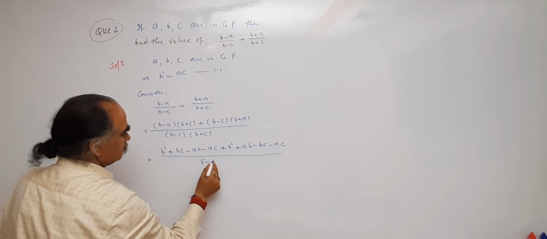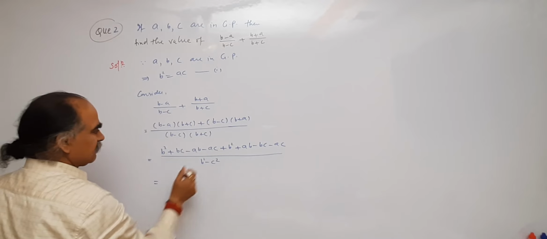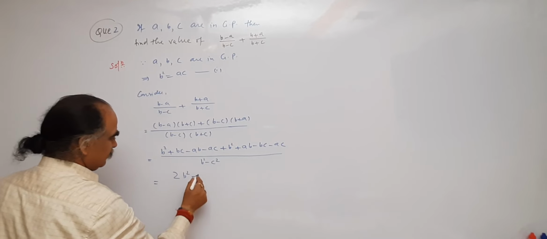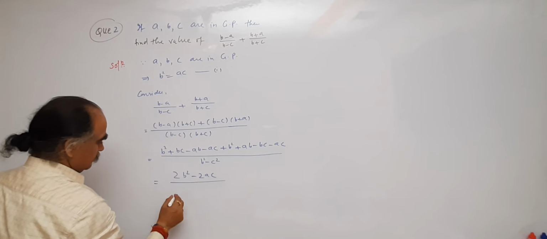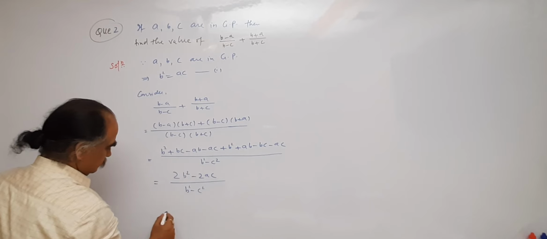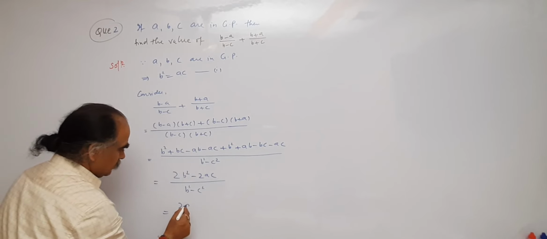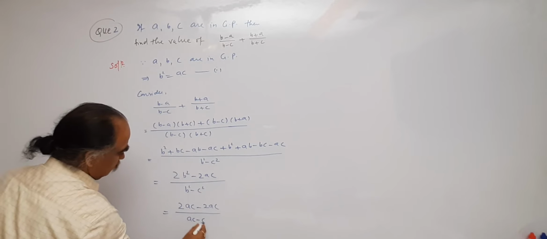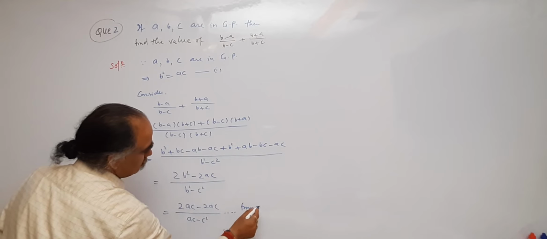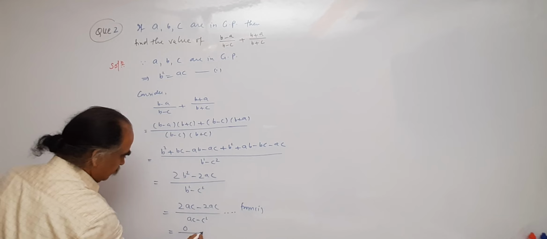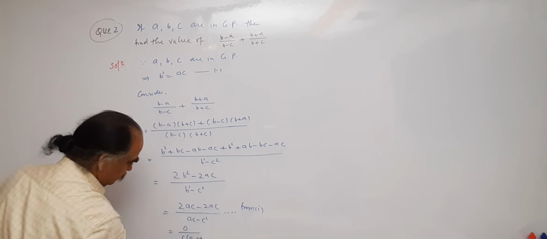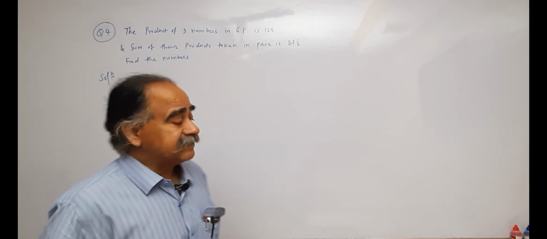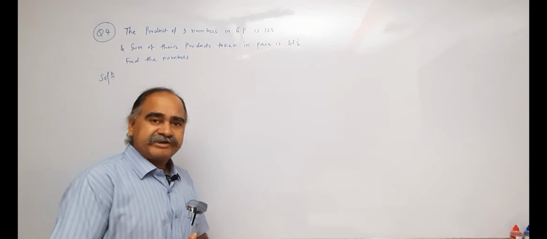Upon b square minus c square. Now b square plus b square gives 2b square; bc minus bc cancels, minus ab plus ab cancels, and we get minus 2ac. So the numerator is 2b square minus 2ac upon b square minus c square. By equation 1, this is 2ac minus 2ac upon ac minus c square, so 0 upon c into a minus c, which is 0. So the value of this is 0.